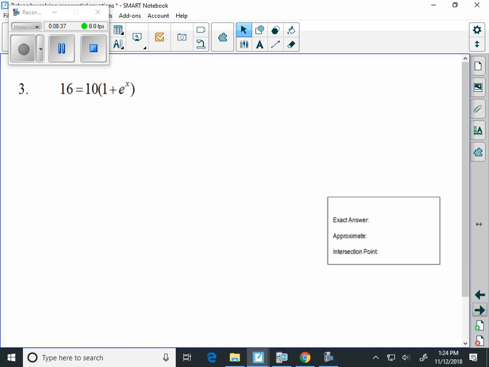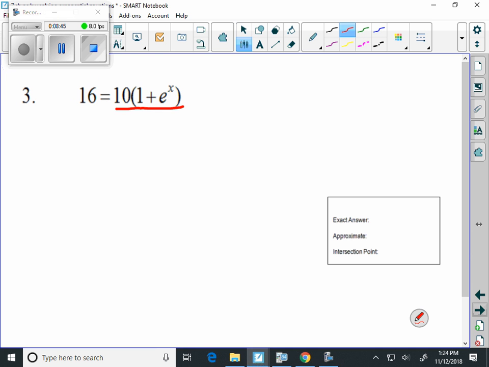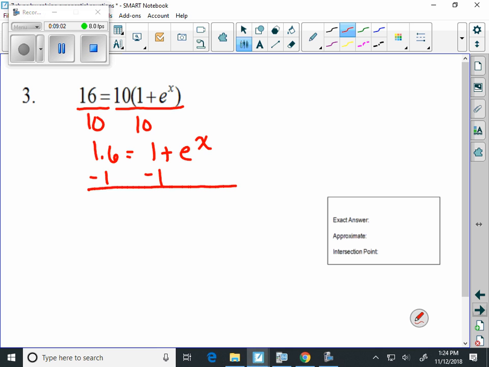Number 3, isolate. Divide both sides by 10. And 16 divided by 10 is 1.6, equals 1 plus e to the x. Subtract 1 from both sides. And we get 0.6 equals e to the x.